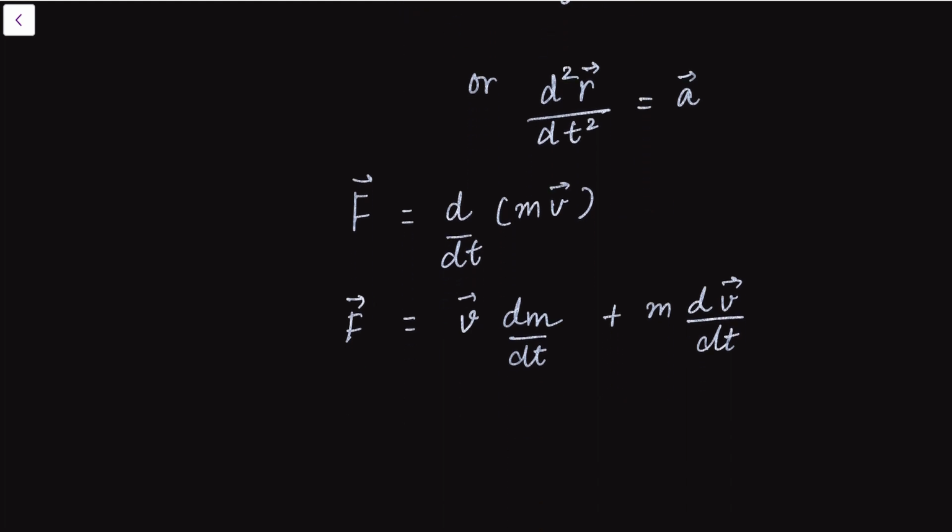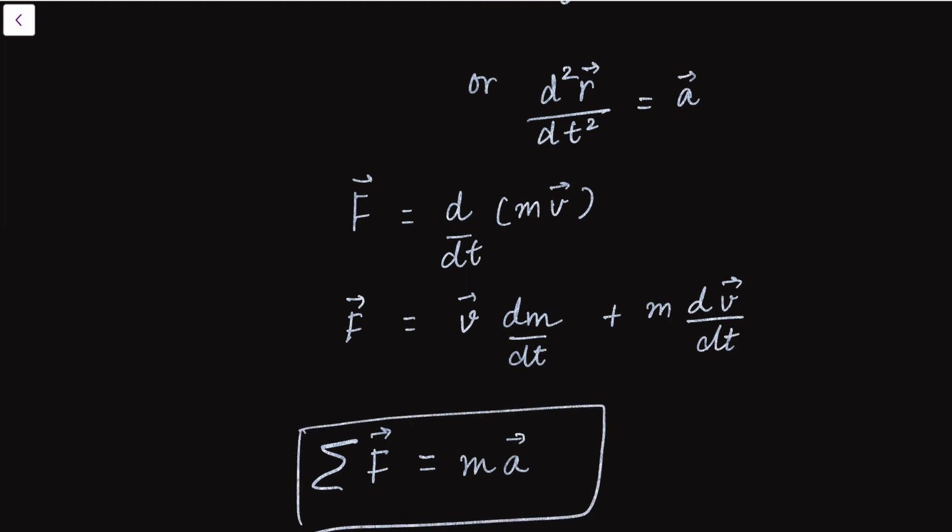Now, what will happen if more than one force acts on the body, which consequently acquires acceleration of A? Then we can write that summation of vector sum of all the forces is equal to mass into acceleration. Now, this equation is the mathematical form of Newton's second law. And it provides for the general equation of rectilinear motion, which is the basic equation of classical mechanics.